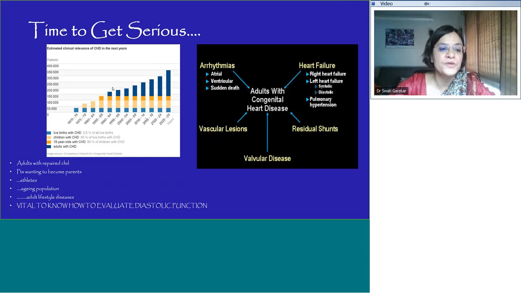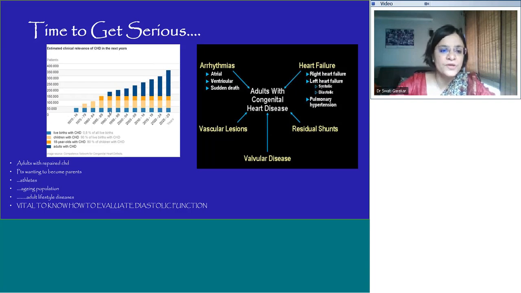Look at this chart over here. On the x-axis are years, and on the y are patients. This is clinic data from somewhere in the Western world. The different color bars go over specific age populations. At the bottom of each column you see these blue denote live births with CHD, while the yellows are children with CHD. The dark yellow is 18-year-olds with CHD, and the dark blue is the adult population.